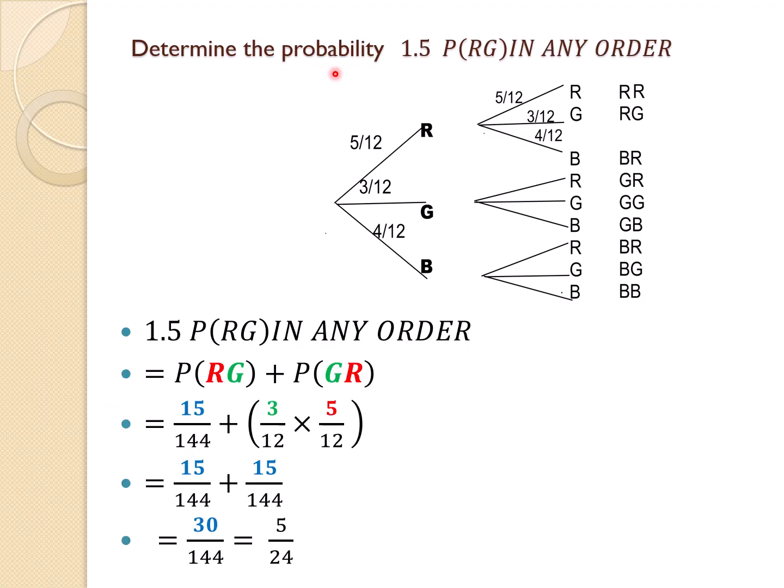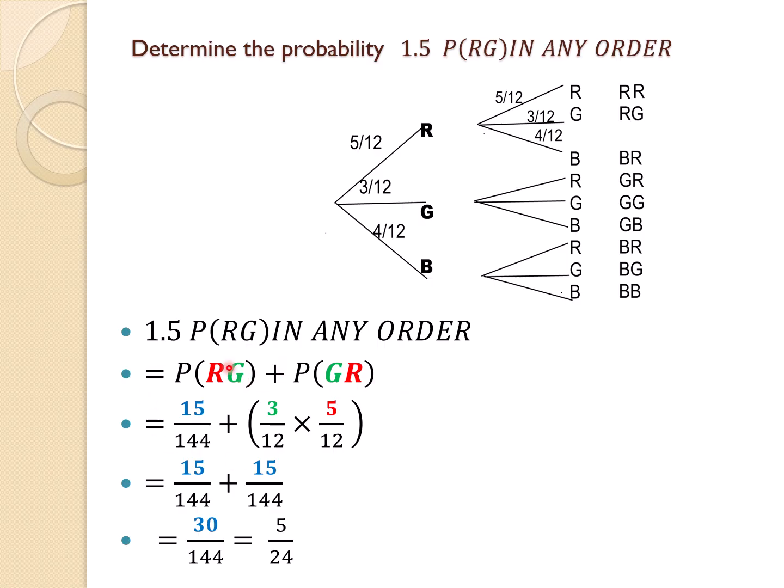Right, determine the probability that it's red and green in any order. So what I'm saying is I can select red, then select green, or if I swap the order, I can select green, then red. So in any order means I can select RG or GR. But yeah, P(RG) plus P(GR).